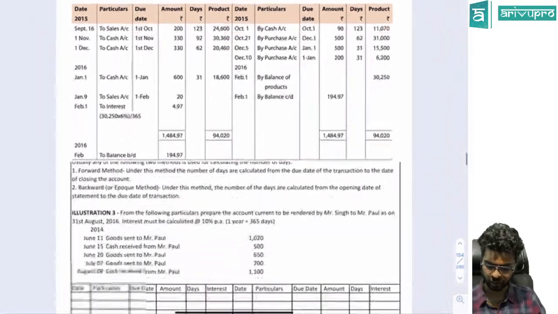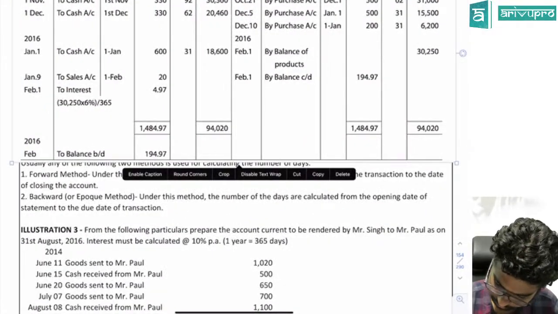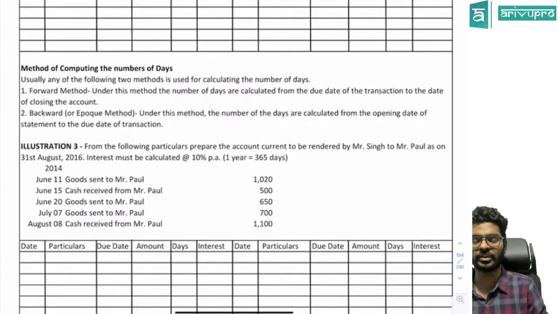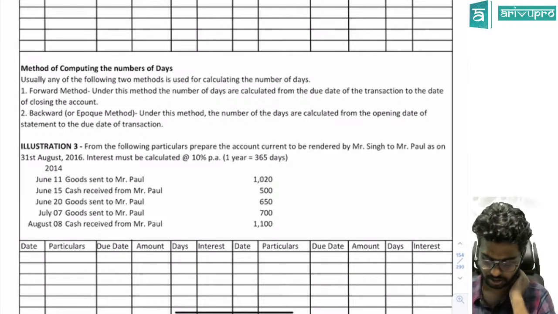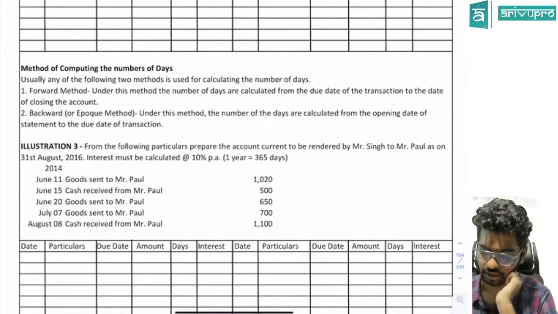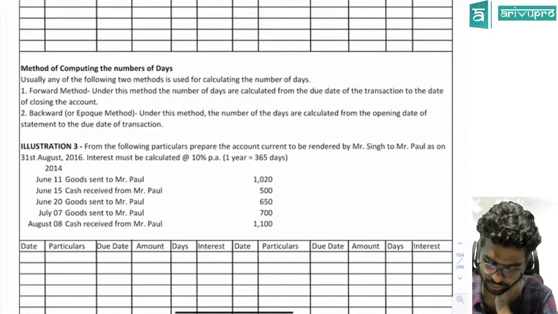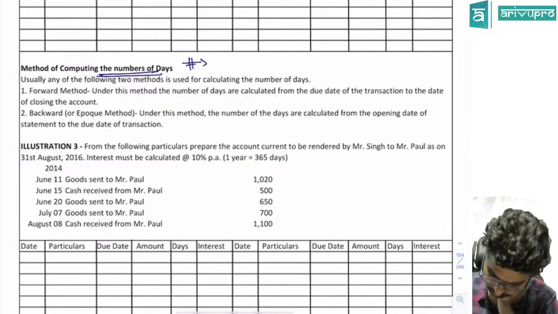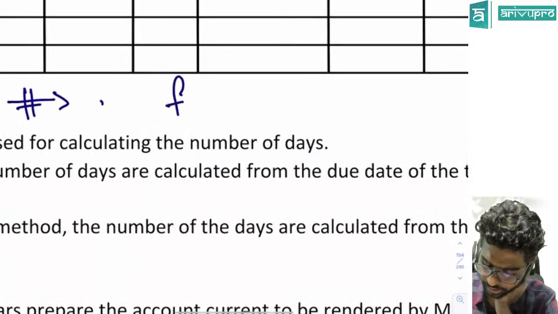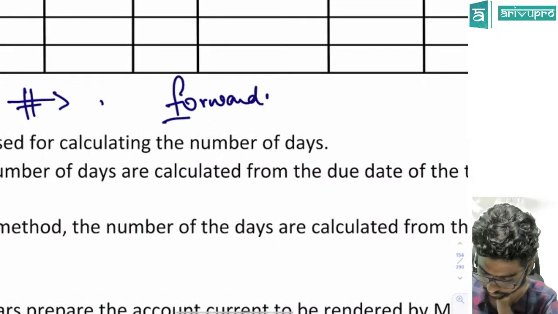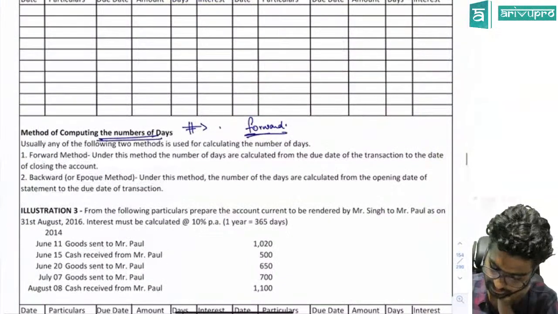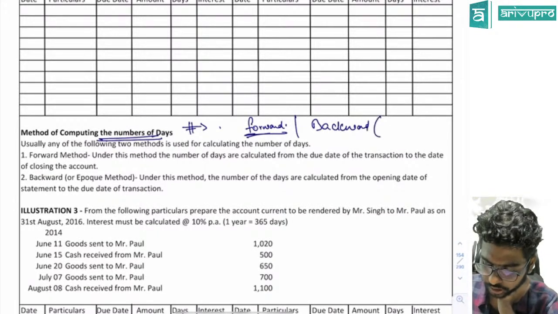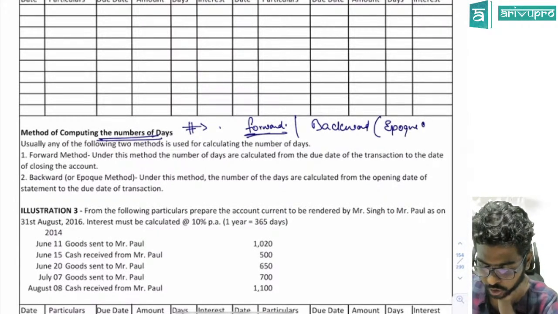Guys, done? Let's do the last one. This is actually something which keeps coming in the exam. Now, when we are trying to find the number of days, there are two methods we follow. One is called the forward method, and the other is called the backward, or epoch method.